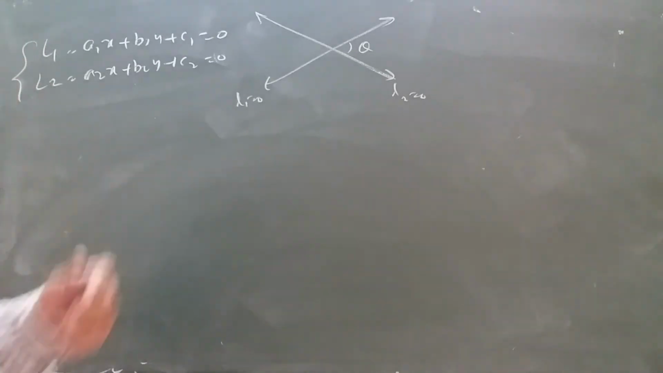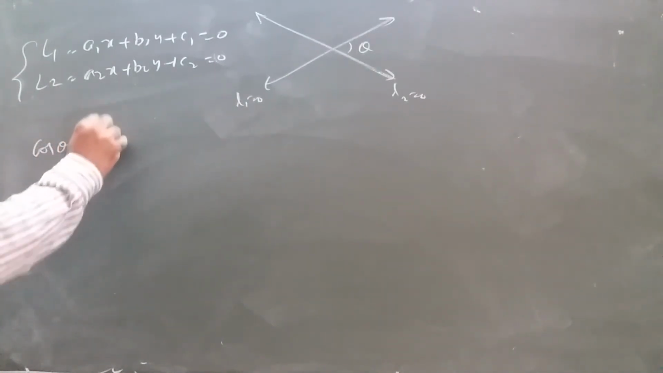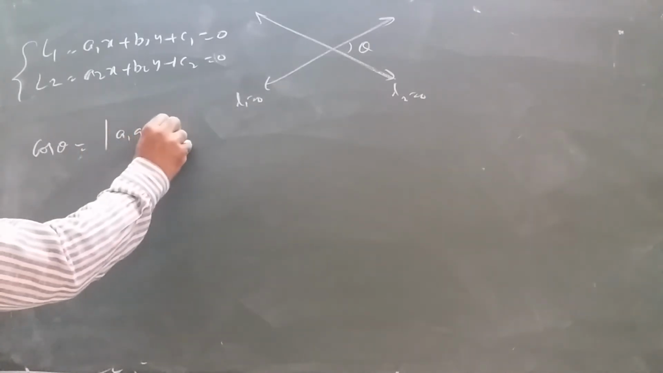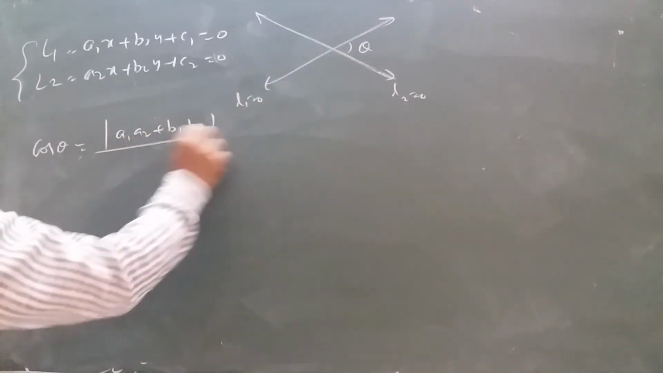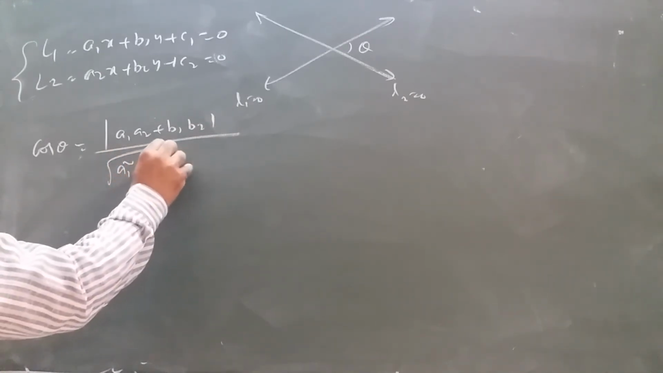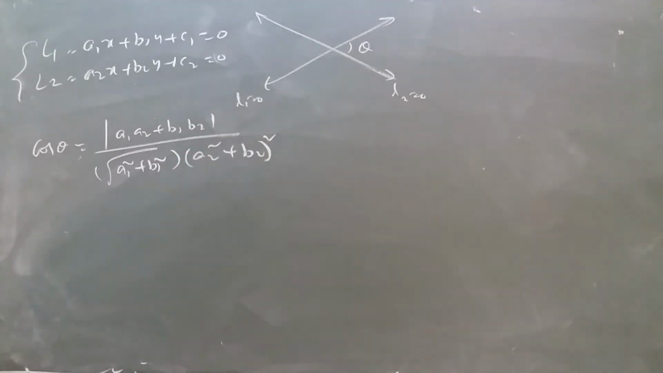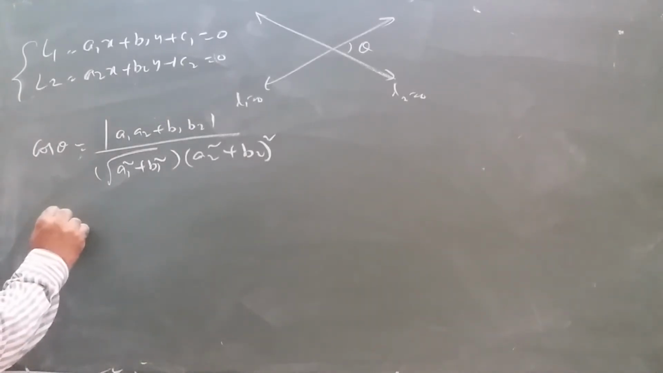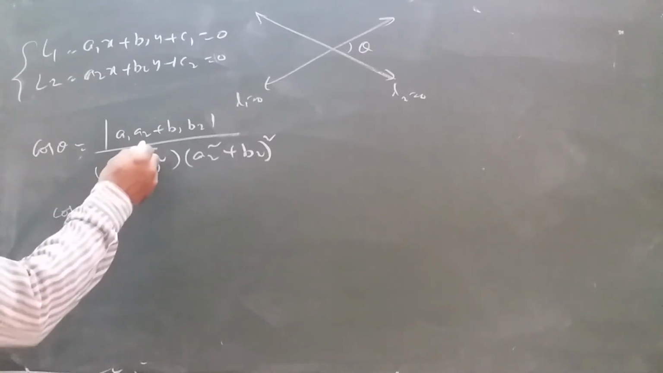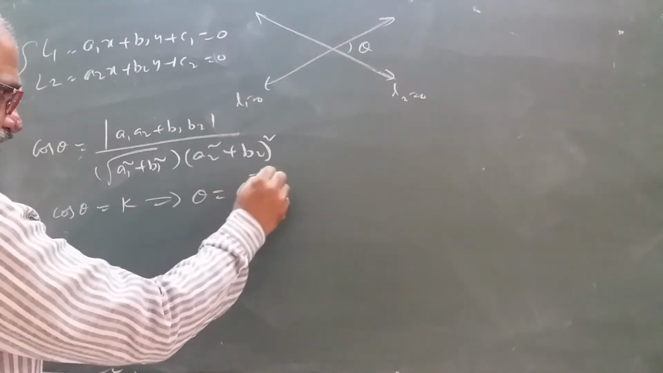Then we can find the angle by using cos. Cos theta is equal to mod of (A1 A2 plus B1 B2) by root of (A1 square plus B1 square) into root of (A2 square plus B2 square). By using that formula, we can find the value of theta. If cos theta is equal to some value k, that implies theta may be found by using cos inverse k.